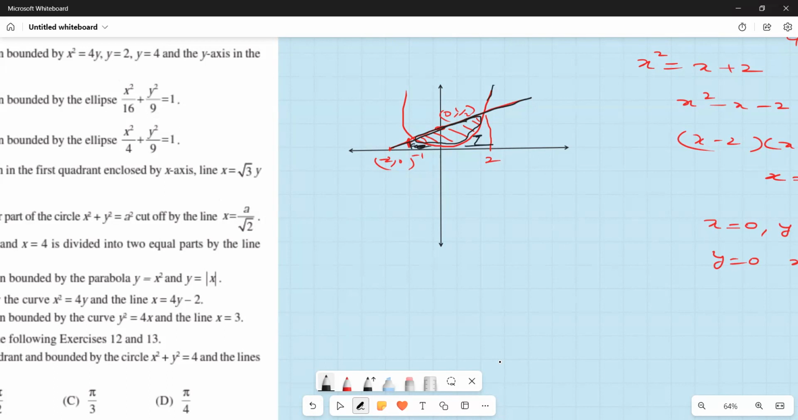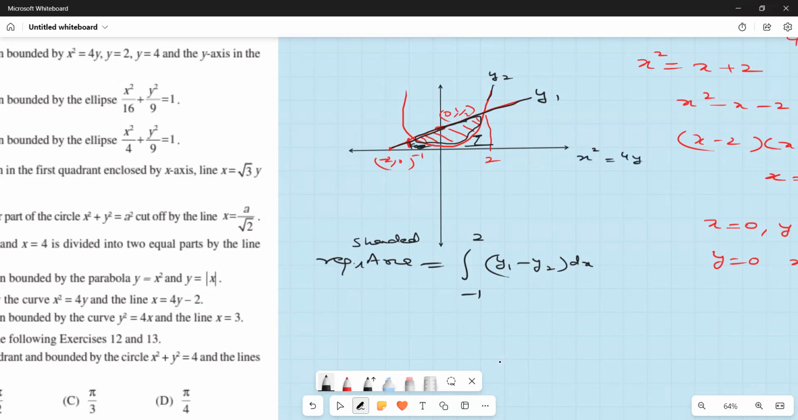So how can we do? This is the required shaded area, that is equal to the integral from minus 1 to 2. Just label this as y1, this as y2. So y1 minus y2 dx. What is y1 from here? This is x square is equal to 4y, so y2 is equal to x square by 4, because this parabola I am taking as y2. And the line is x plus 2 by 4, that is equal to y1.